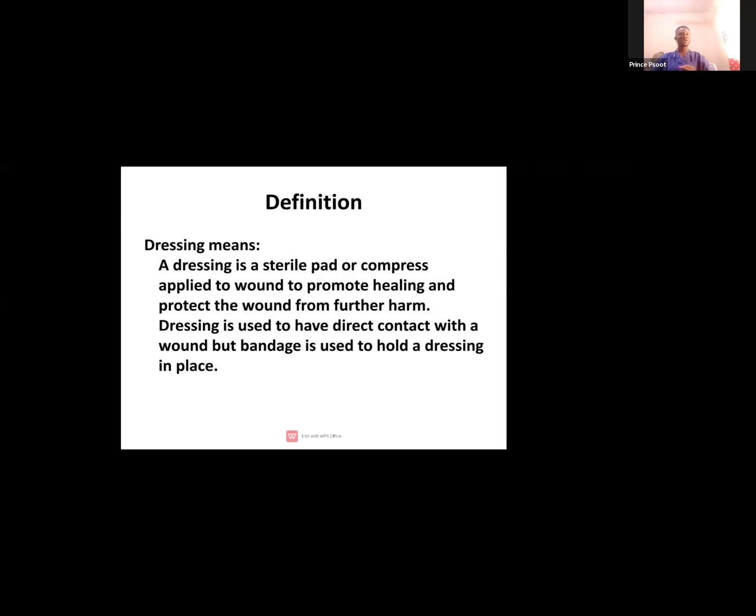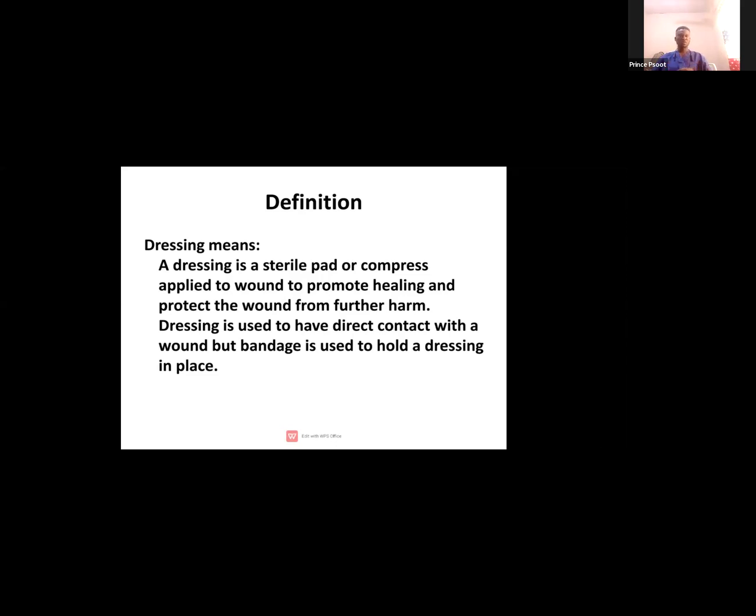By sterile pad, it must be a clean pad, or a compress that is applied to a wound to promote what? Healing and protect the wound from further harm. Now, the healing process does not occur if the injury is not sterile. What do I mean? Imagine that you have an injury. There's this mentality we have when we're young, that when you have an injury, we pour sand, and the sand will get attached to the wound. That is a very bad culture. A very, very bad culture.